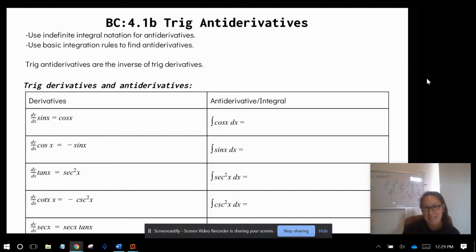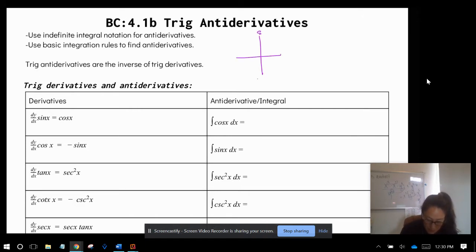We're going to do trig antiderivatives now, and it is really just the undoing of a derivative. So we kind of have to remember how to take the derivative of regular trig functions. Okay, so let me remind you, I always use this little rule.